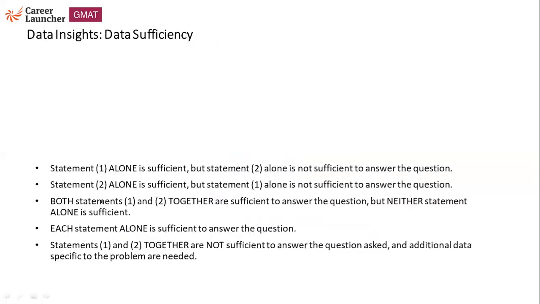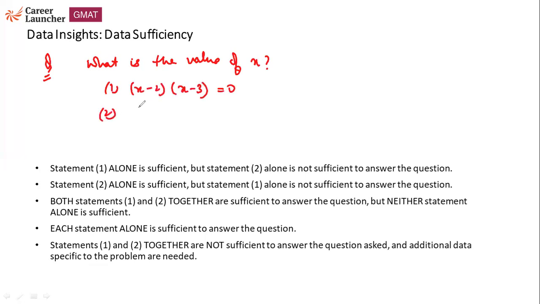Now, data sufficiency is the next type of question, which is the fifth type. Let's try a question based on data sufficiency to understand this particular type of question. What is the value of x? First statement, (x minus 2) into (x minus 3) is equal to 0. Second statement, (x minus 3) into (x minus 4) is equal to 0. Option A, statement 1 alone is sufficient but not statement 2. Option B, statement 2 alone is sufficient. Option C, they are together sufficient. Option D, they are each alone sufficient. And option E, they are not sufficient to answer the question.